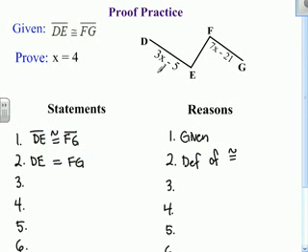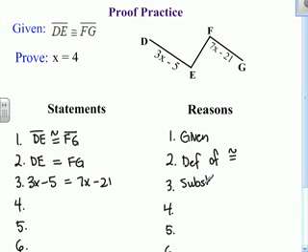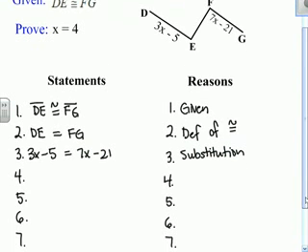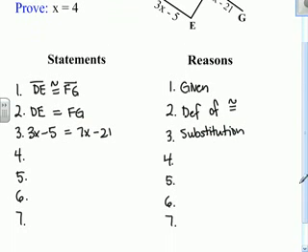Now I look on the picture and I see that there's other values that represent DE. So I'm going to put in the 3x minus 5, and I'm going to put in the 7x minus 21. And what I've done is I've made a substitution. That's your substitution property. Now I'm going to try to solve it and see if I can justify each reason.